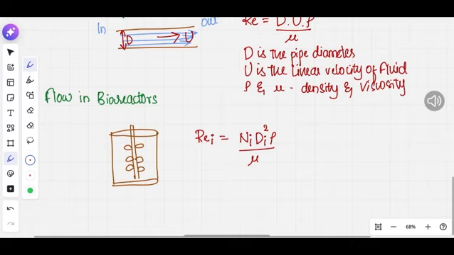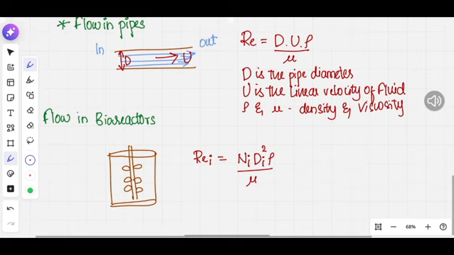Instead of the linear velocity U in the above case, here we are using N, which represents the stirrer speed, because here we have a stirrer. So we replace U with N, the stirrer speed, usually in revolutions per second. Instead of the pipe diameter, we use D_I, the impeller diameter.